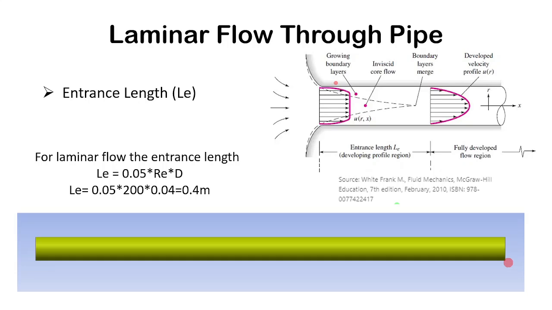Now in our case, this is our pipe and our entrance length is this one. So in our case the entrance length is 0.4 meter. So up to 0.4 meter our region is developing region, and after that it is a fully developed region. So after that, if I consider any section, for that section we can draw the velocity profile, and that velocity profile will be parabolic. So if I draw the velocity profile here, it will be parabolic. Now in the developing region it is not parabolic. If I consider the inlet section, the velocity profile is like this. So let's try to see the same thing by using Ansys Workbench.